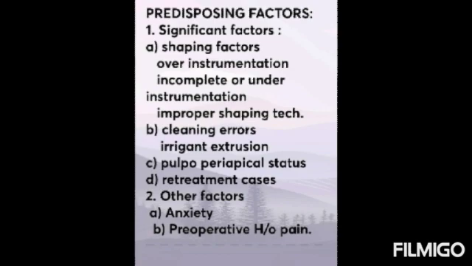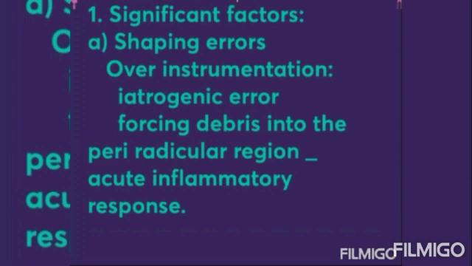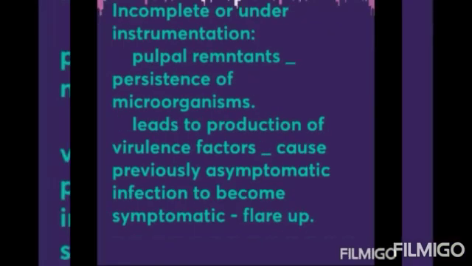So let's see the individual factors. Significant factors: shaping errors. The first one is over instrumentation. It is an iatrogenic error resulting in forcing debris into the periradicular region, resulting in an acute inflammatory response. So forcing debris into the periradicular region produces endodontic flare-ups. This is the first shaping error, over instrumentation, and the second shaping error is incomplete or under instrumentation.